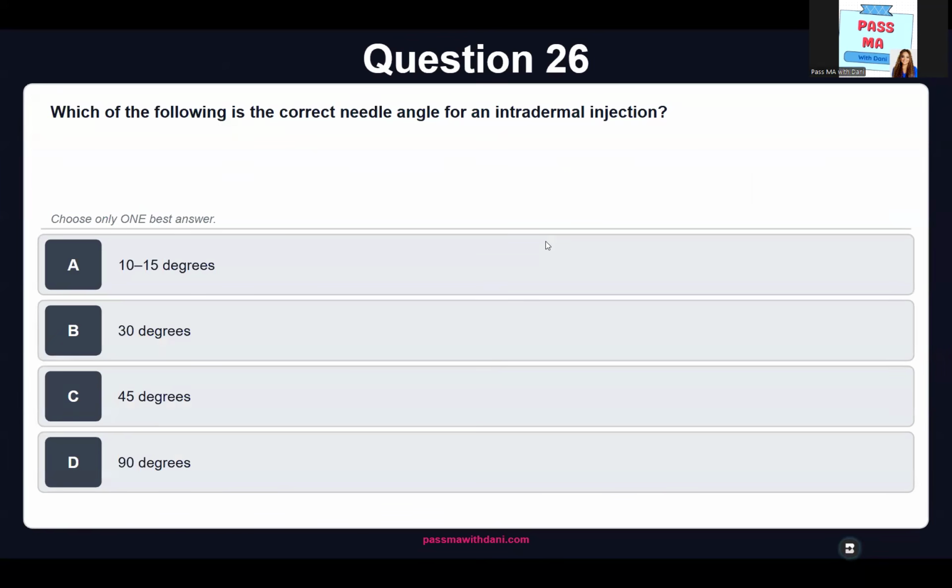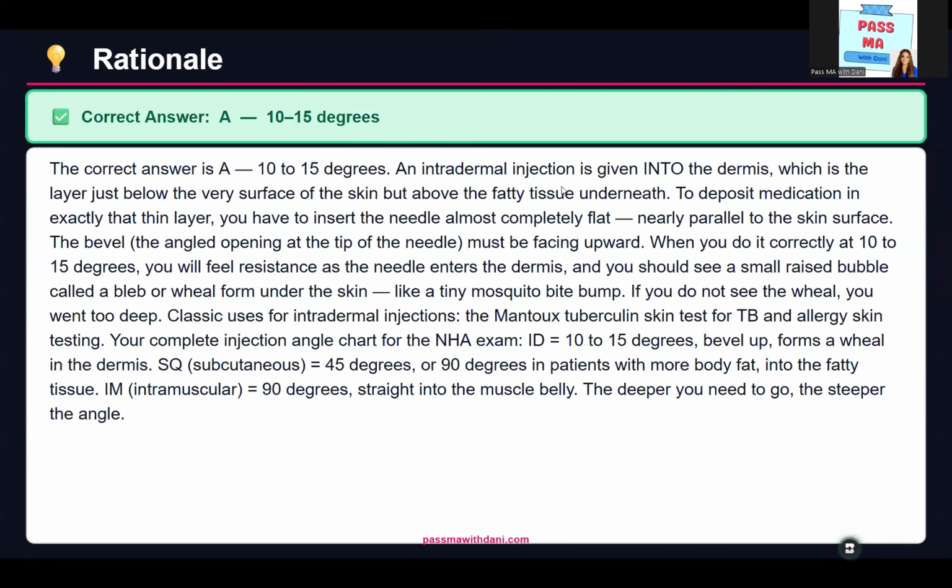Which of the following is the correct needle angle for an intradermal injection? A, 10 to 15 degrees, B, 30, C, 45 degrees, or D, 90 degrees. Talked about this a bit earlier, see if you guys remember. But now we're talking about intradermal. So for question 26, if you said A, 10 to 15 degrees, you are correct.